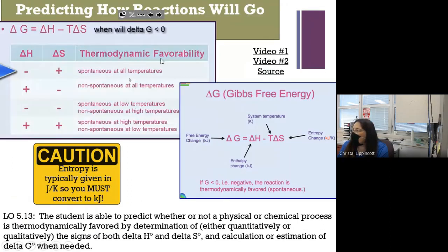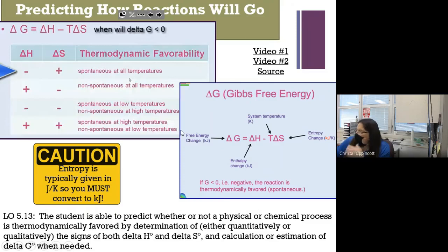Okay. We like to use the term thermodynamically favored. Do not use spontaneous. They do not like that. Be careful with your entropy and enthalpy values because entropy is typically joules per Kelvin and enthalpy is in kilojoules. Okay. And they will catch you on that if you are not very careful with your unit analysis.